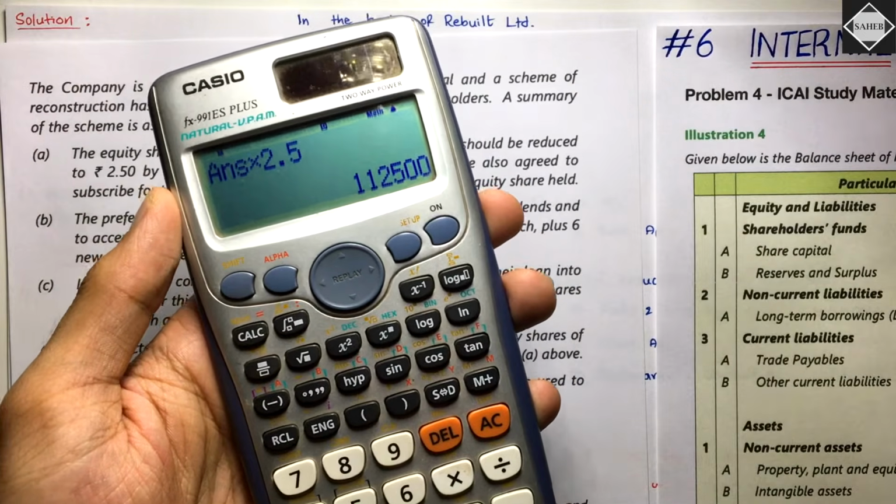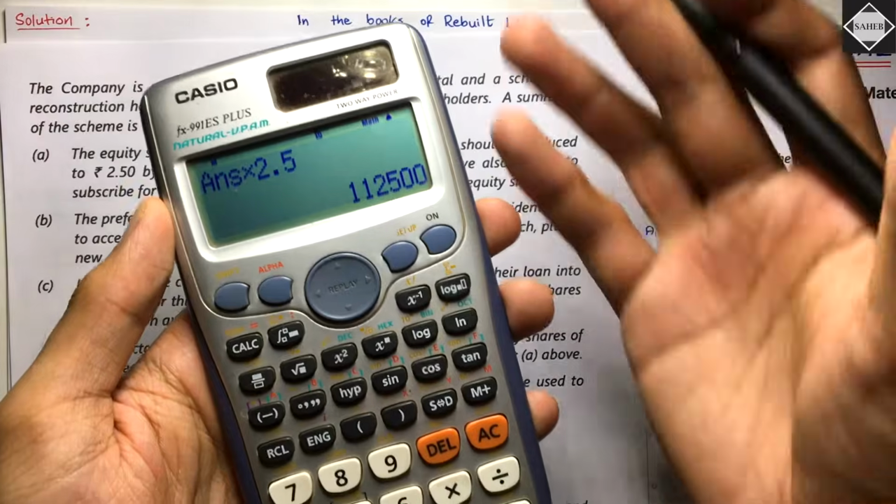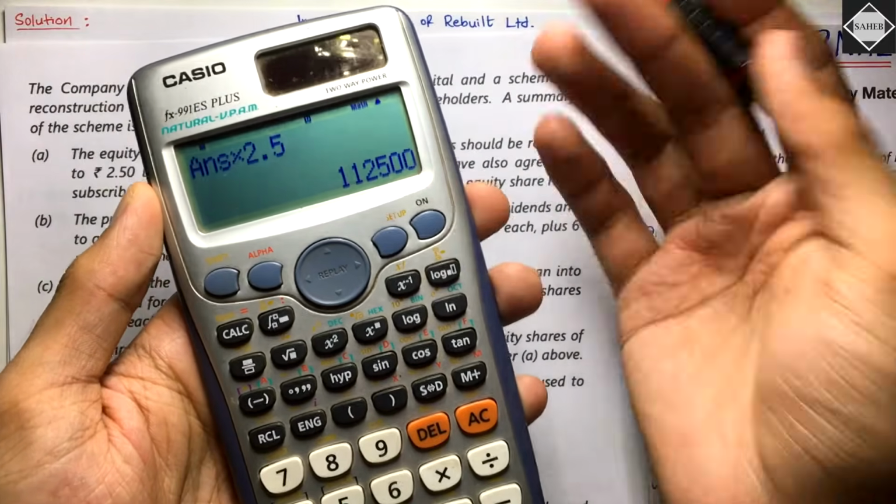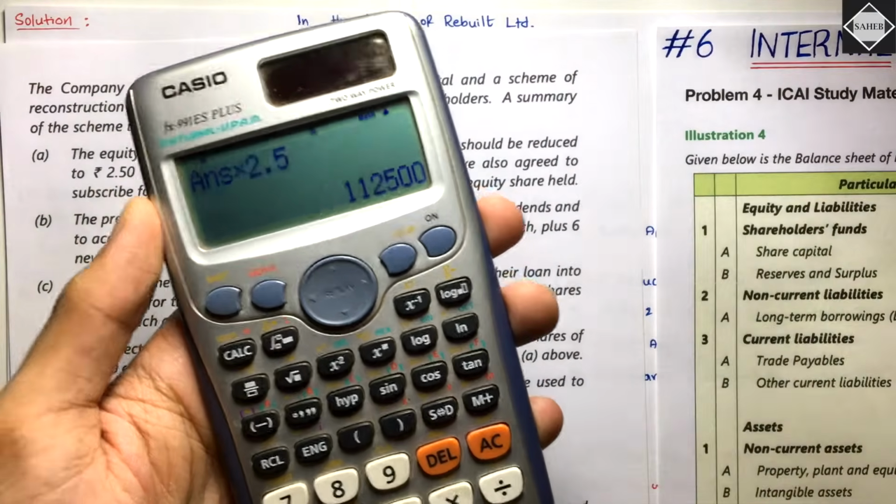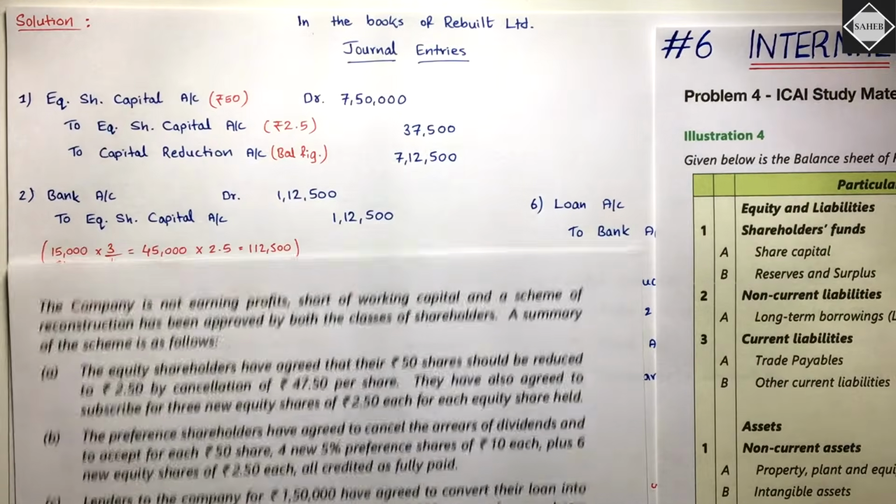So what happens in a rights issue? In a rights issue, it's not free. We will receive the money, right? So this money, 1,12,500, we will receive and new capital will be created. Fine. So see the journal entry.